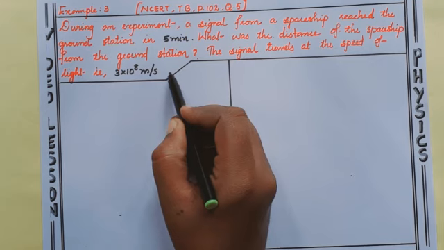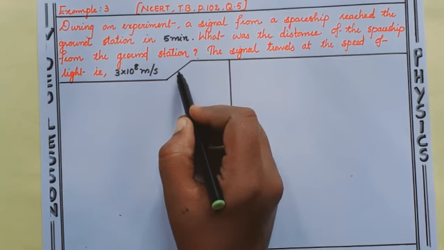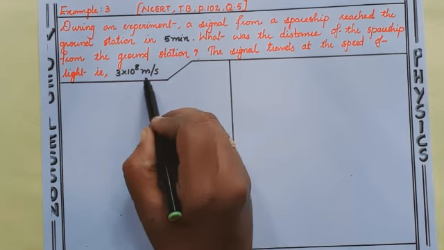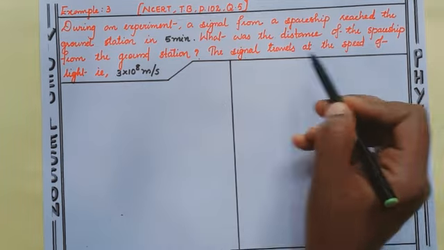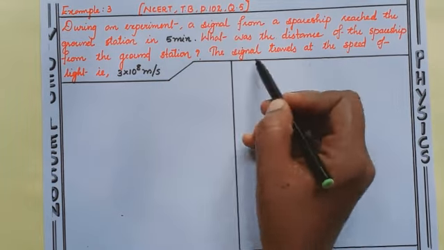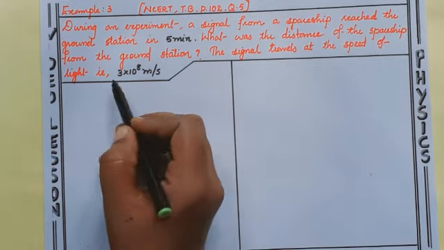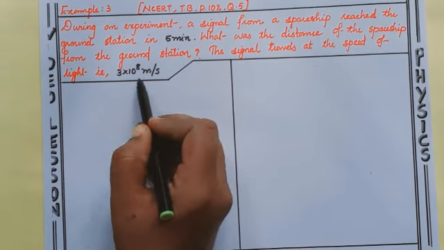Is this the SI unit of speed or velocity? Yes, here we can see meter per second. So we can find whether it is speed or velocity. The signal travels at the speed of light. So it is speed, isn't it?